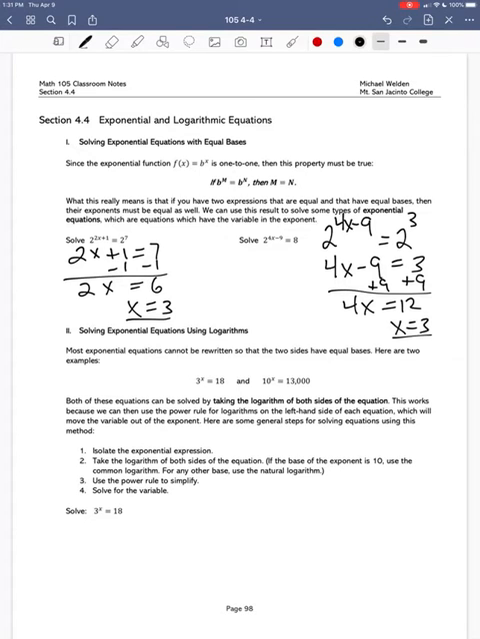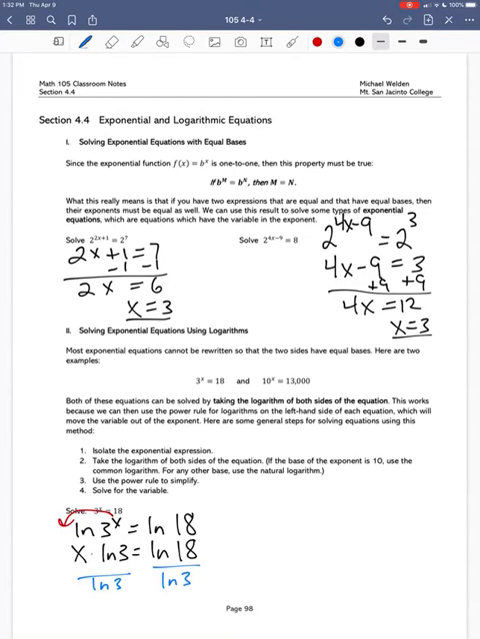So in this problem here, I've already got the exponential expression isolated, right? I've already got 3 to the x by itself. So then I'm going to take the log of both sides. So natural log of 3 to the x equals natural log of 18. Now the power rule says if I have the log of something to a power, I can bring that power down in front. And so this x can come down in front of that logarithm there. I get x times the natural log of 3 equals the natural log of 18. And then to solve, I just divide both sides by natural log of 3.